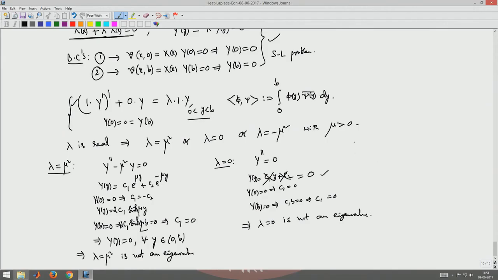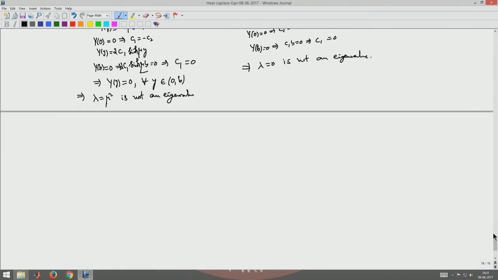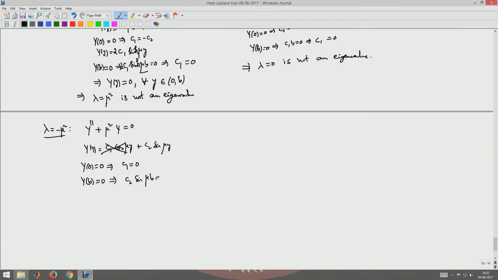So what you are left with, the third case, that is lambda is minus mu square. So if you do this, y double dash plus mu square y equal to 0, y of y is c1 cos mu y plus c2 sin mu y. You apply y of 0 is 0, it will give me c1 is 0. So this has gone. y at b equal to 0 will give me c2 sin mu b equal to 0, and you want a non-zero solution. C1 is anyway 0, C2 you want to be non-zero.